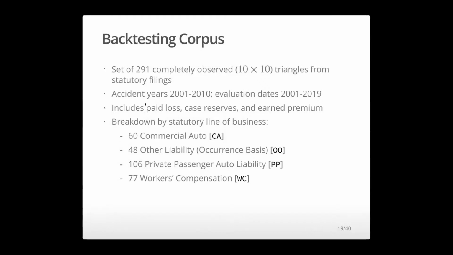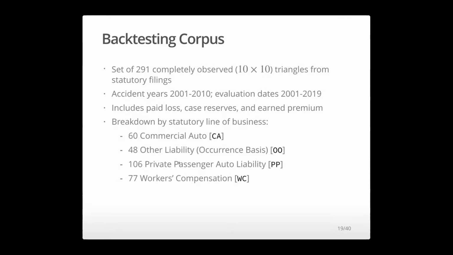So we can do this either on a paid loss basis or on a reported loss basis. They come from 4 different lines of business: commercial auto, other liability occurrence basis, private passenger auto liability, and workers' comp. And these are reasonably heterogeneous in terms of expected behavior and how long tail they are.